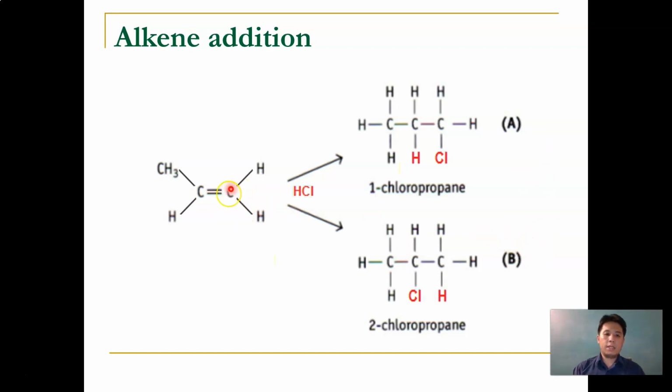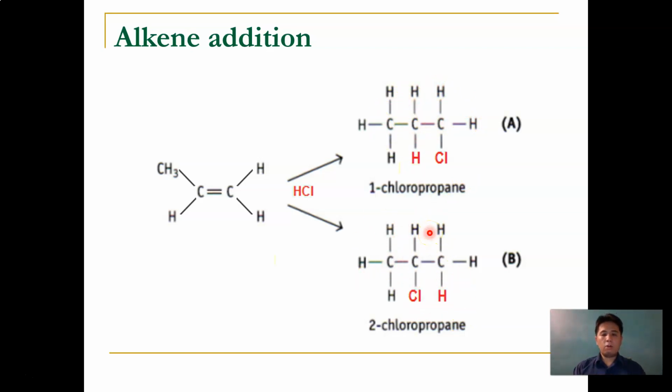This is a CH2, this is a CH. So CH2 has more H, so H will more likely be added here. If H is added here, Cl is added to the other carbon. So B is the major product. A is also produced but in smaller quantities. So B is the major product.